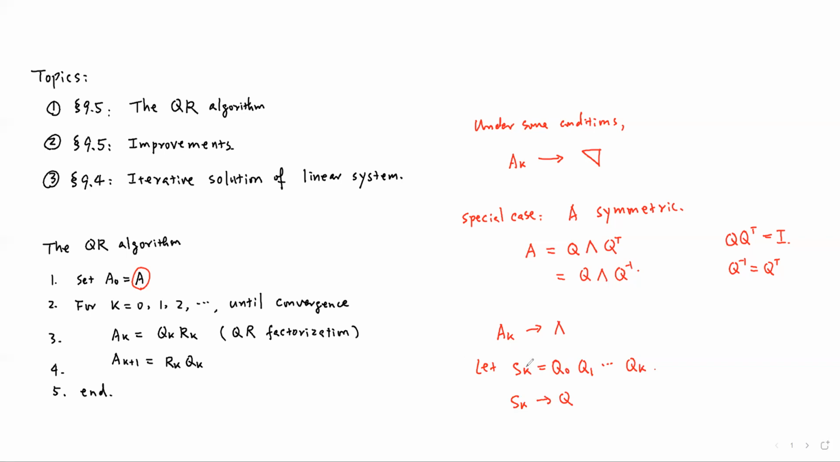And if we form SK to be the product of Q0, Q1 to QK, then SK will approach Q consisting of eigenvectors of the matrix A.